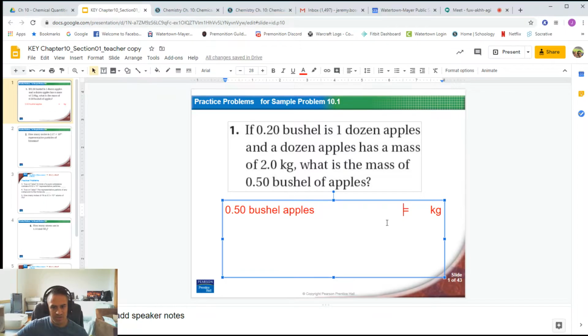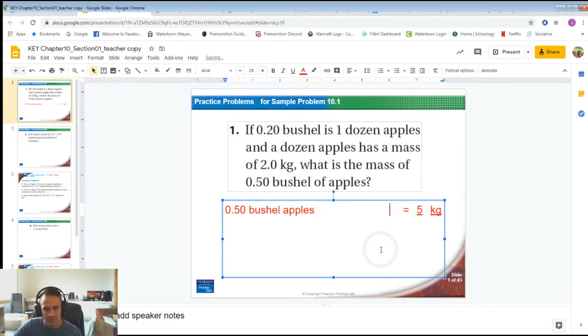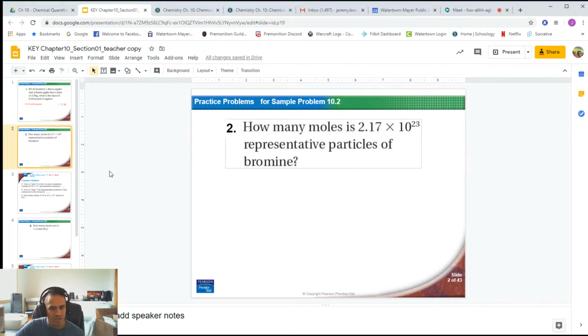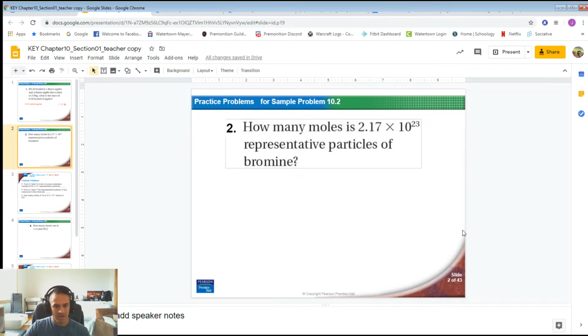So let's go back to our notes here. We're just going to write in 5 kilograms because it's hard for me to type in the math work here and format it correctly. But anyway, okay, so this is our final answer, 5 kilograms. All right, take a look at number 2. This one is dealing with actual chemistry units now. So this question is asking how many moles is 2.17 times 10 to the 23rd representative particles of bromine.